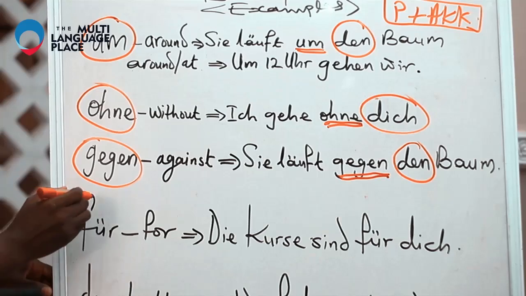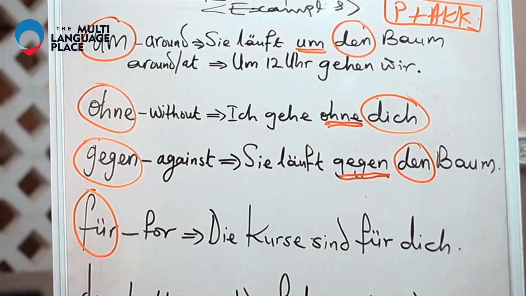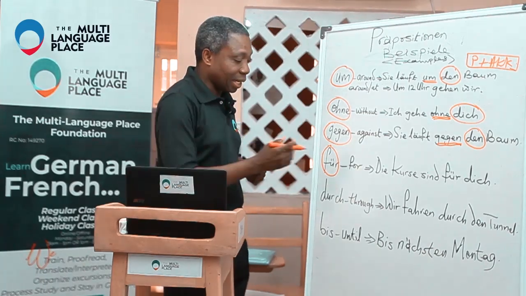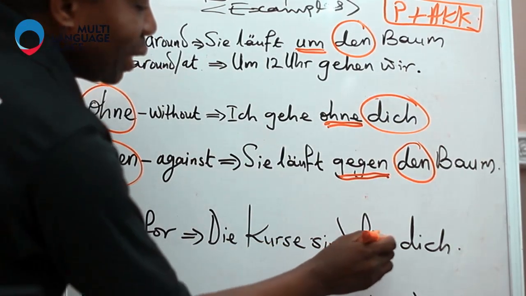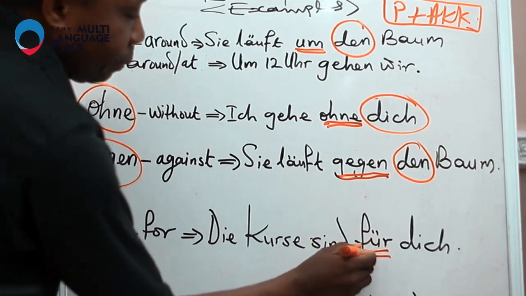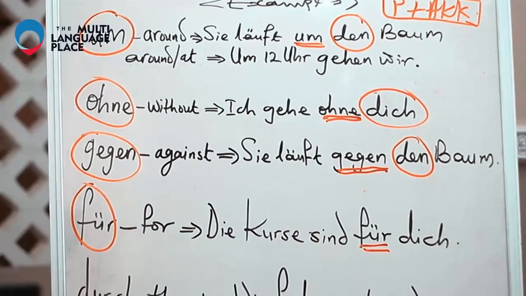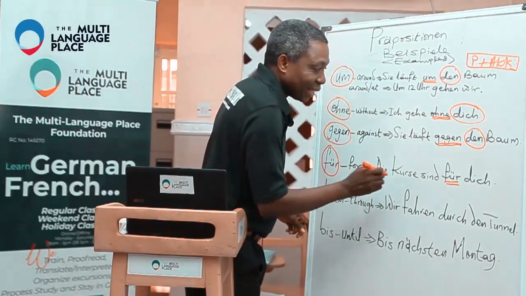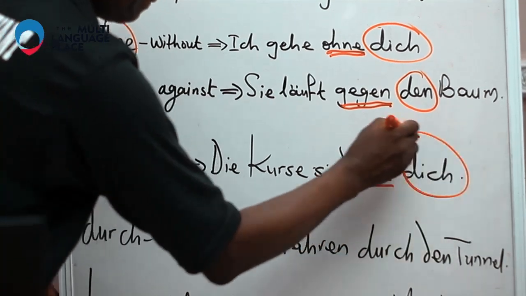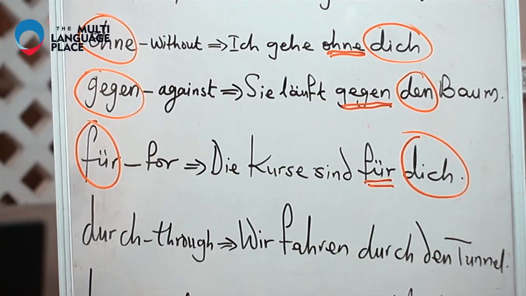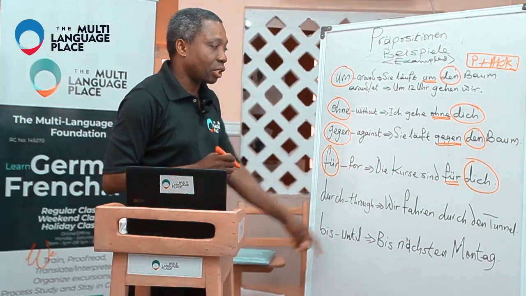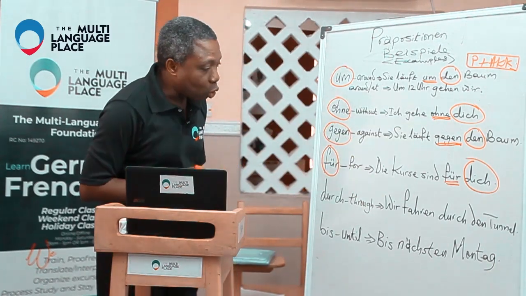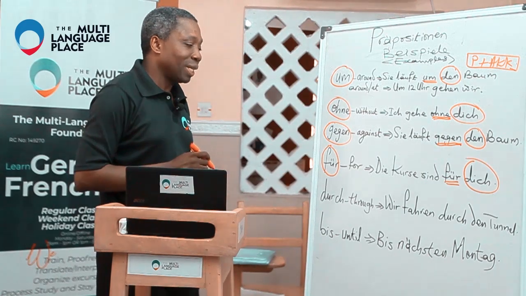We move on. Für. Für means for. It sounds like für, and then for in English. Die Kurse sind für dich. Of course, you see it again. We use that preposition there, and then we have the form of du in accusative. So we have dich, just as we have here. Die Kurse sind für dich.